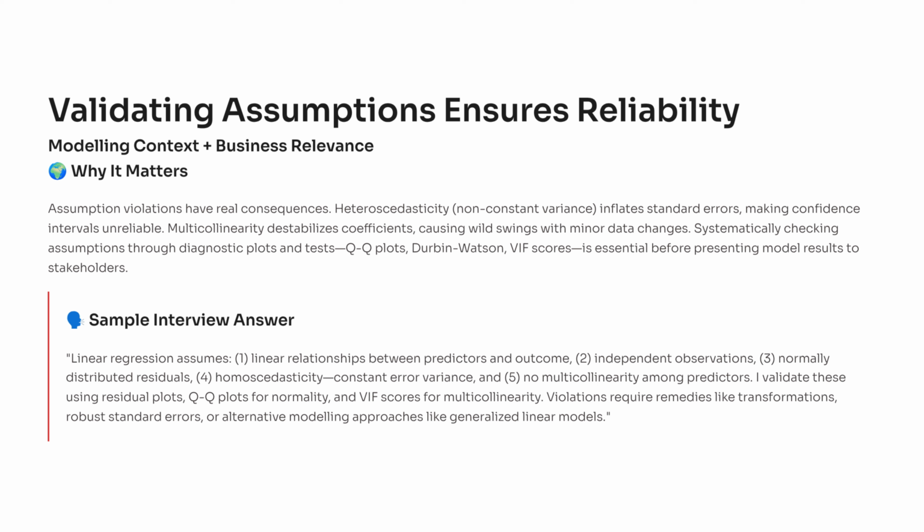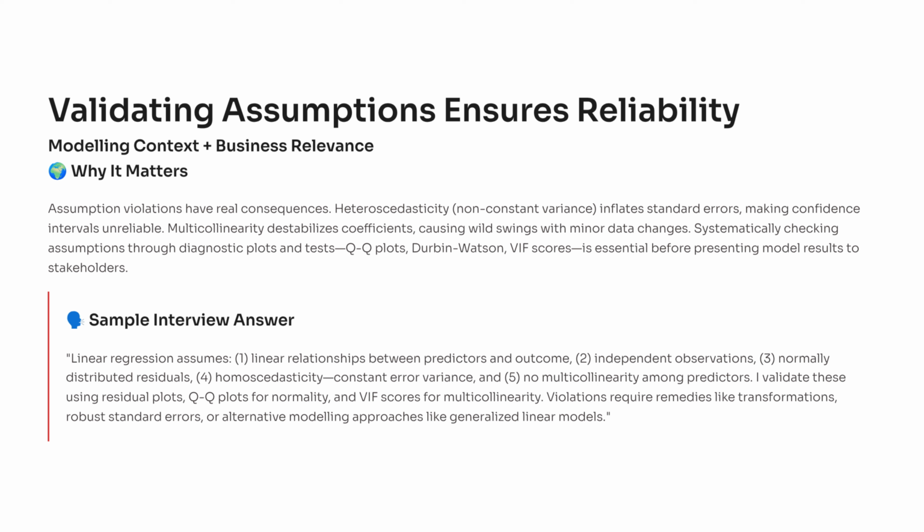You can use feature engineering to merge correlated variables into a single composite metric, or use regularization methods like ridge regression that penalize overly correlated predictors. These approaches keep your coefficients meaningful and your insights trustworthy. Here's how you might frame your answer in an interview.